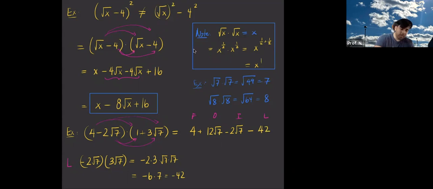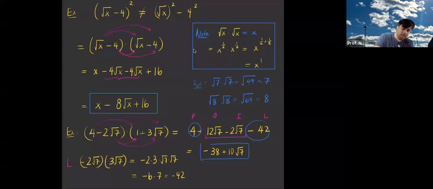Then I combine like terms. 12 rad 7 minus 2 rad 7 is 10 rad 7. And then I combine like terms. 4 and negative 42, I get negative 38 plus 10 rad 7. Okay, so that's how we multiply radicals.